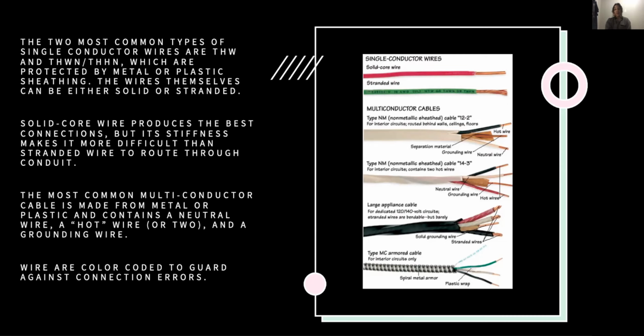Another common wire that you see in residential use is a multi-conductor cable wire. Those are going to be the wires that have different colored cables inside of them. The colors allow the installation process to become a little bit easier because they are specified to make sure that connection errors do not ensue.